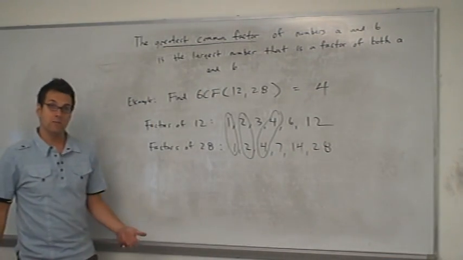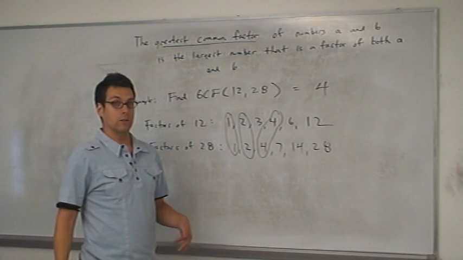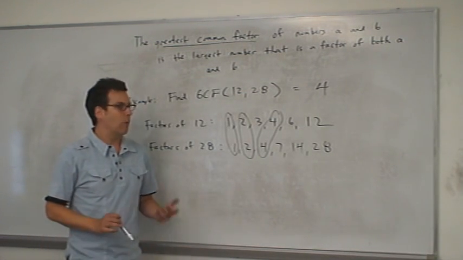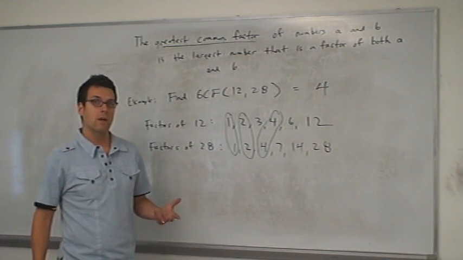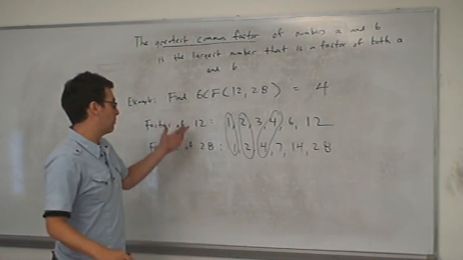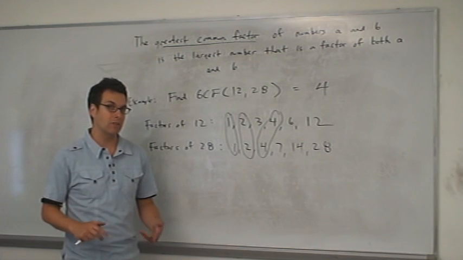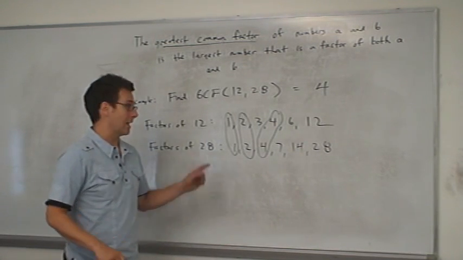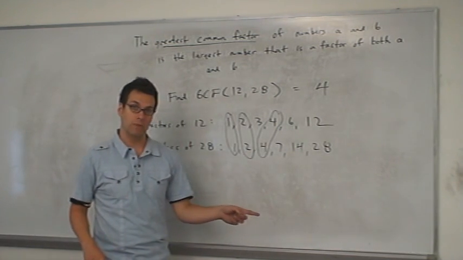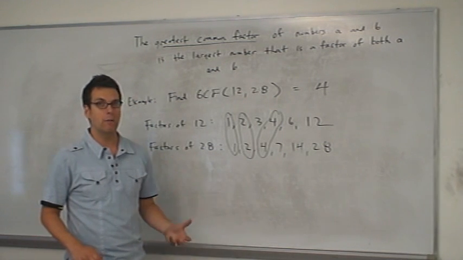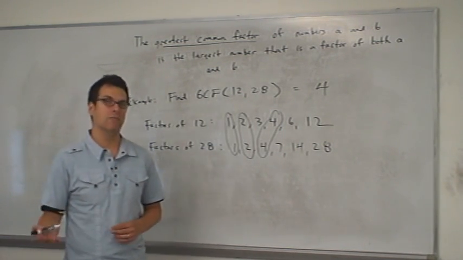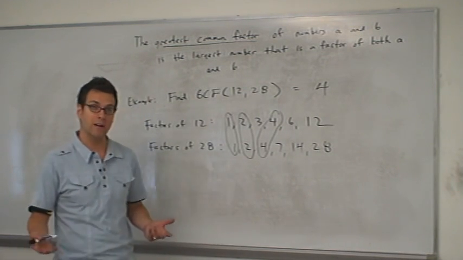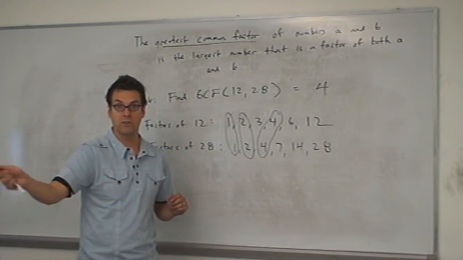This is a technique that you see in many elementary school curricula for computing greatest common factors. However, you might notice that it's a pretty inefficient method. It works perfectly for numbers like 12 and 28, numbers that don't have a lot of factors, because it's not going to take a lot of time to write out the list of factors of both numbers. But if we have larger numbers that have many more factors, this is going to be a very inefficient way of computing greatest common factors, because we're going to be writing out lists of factors all day long.